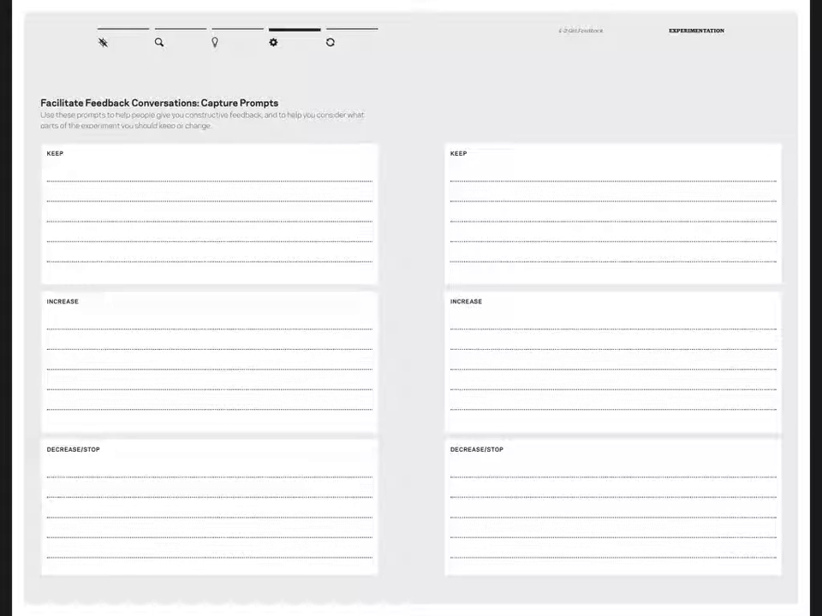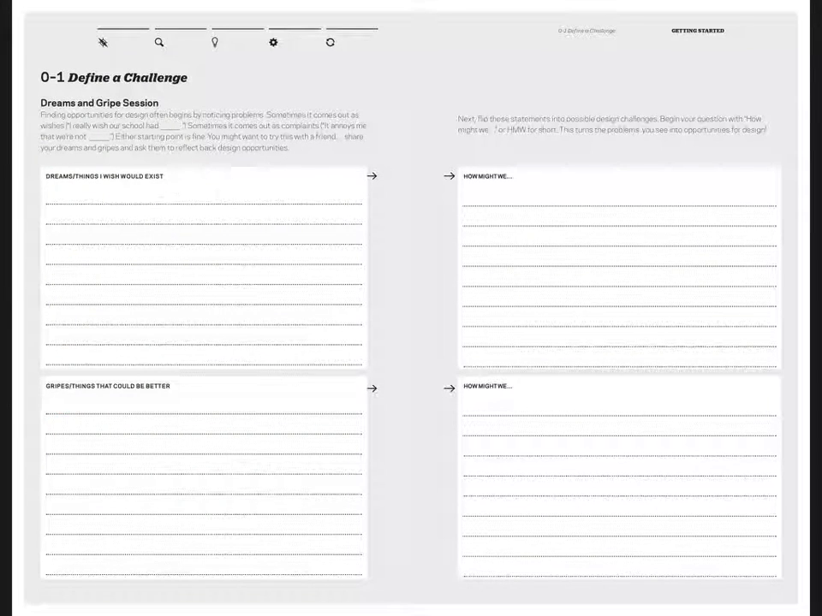Facilitating the feedback conversations, what we can use this for in this stage is to look at the kinds of interactions and look at the kinds of offerings to meet the needs for our group of people, to look at what we keep, look at what we increase, and what we decrease and stop. In any kind of change-making program, it's super important to identify the things that we're getting rid of, otherwise we're just piling on workload.